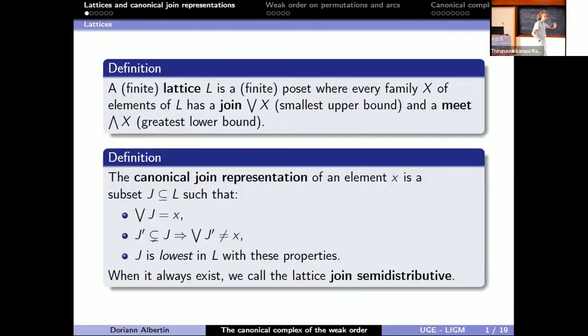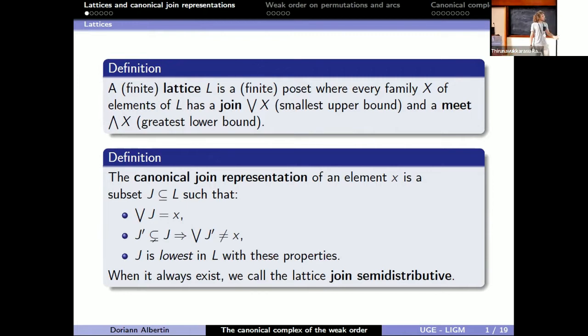Everything I'm going to work with is going to be finite, and I'm going to be working with lattices that are finite posets, where every family of elements admits a join element that we denote like this, the smallest upper bound, and as well a meet element that we denote like this, that's going to be a greatest lower bound.